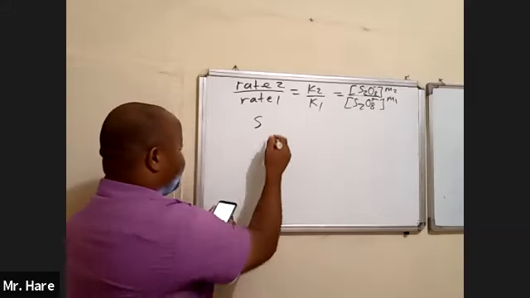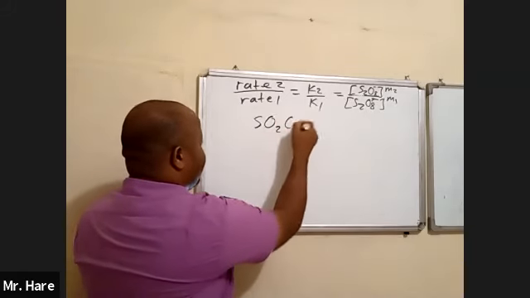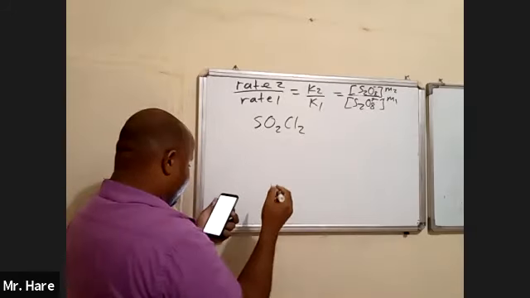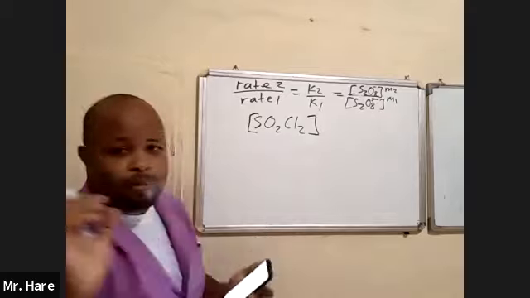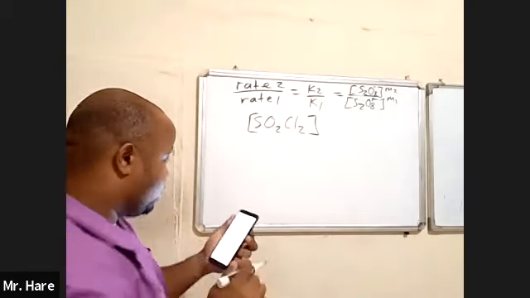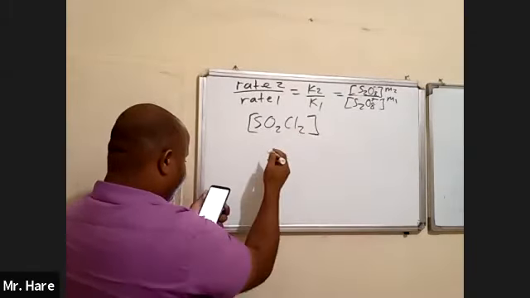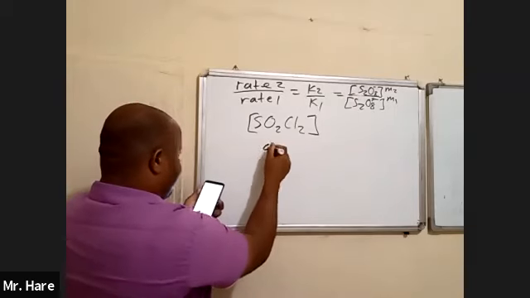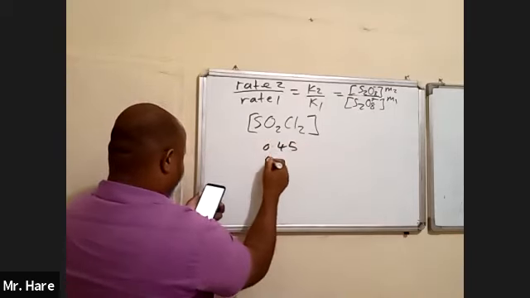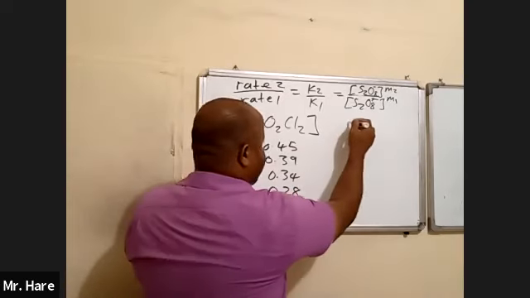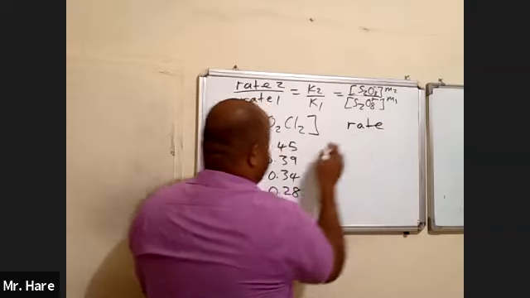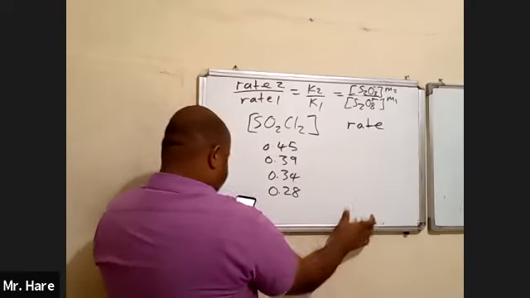But I have a next one. All right, SO2Cl2. But this one is not like experiment 1, experiment 2, experiment 3. So you have the concentration, right? And you have 0.45, 0.39, 0.34, 0.28. And all they gave you is the rate. So they gave the concentration and they gave the rate.